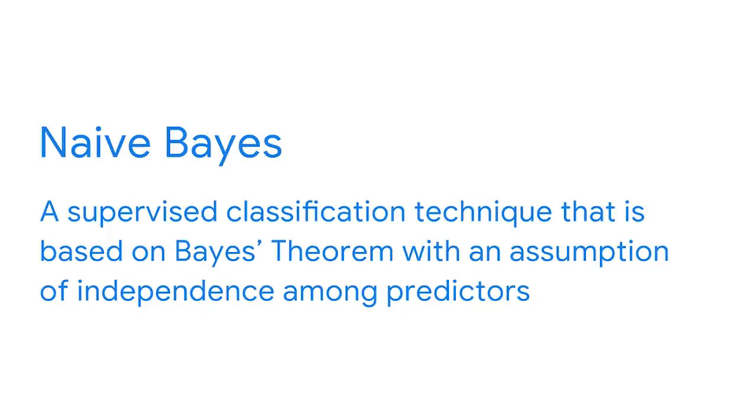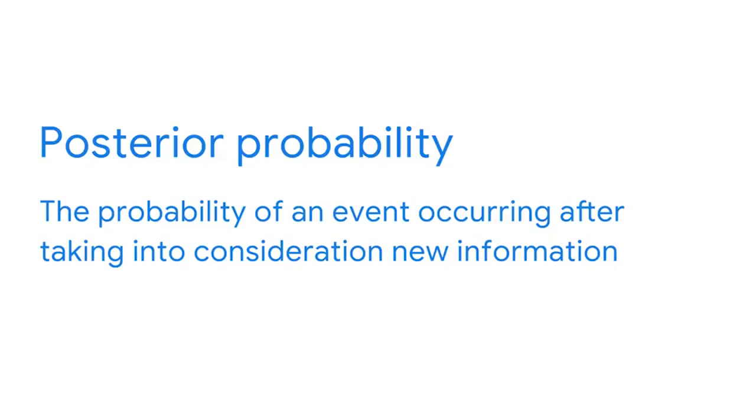Naive Bayes is a supervised classification technique based on Bayes' theorem, with an assumption of independence among predictors. The effect of the value of a predictor variable on a given class is not affected by the values of other predictors. Let's break it down. Bayes' theorem gives us a method of calculating the posterior probability, which is the likelihood of an event occurring after taking into consideration new information. In other words, when you calculate the probability of something happening, you take relevant observations into account.